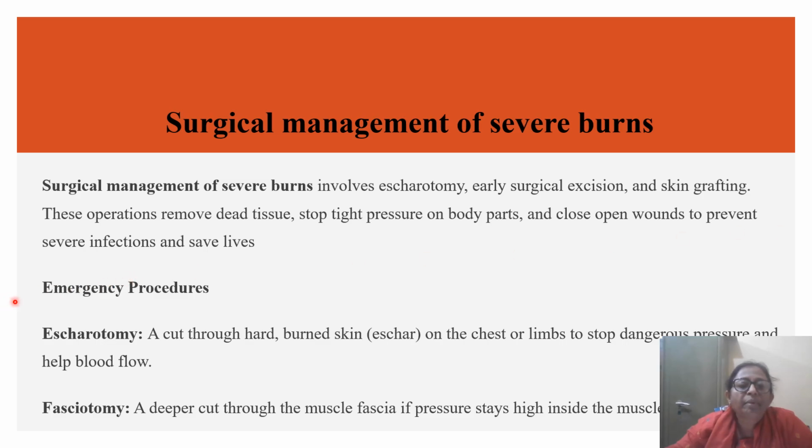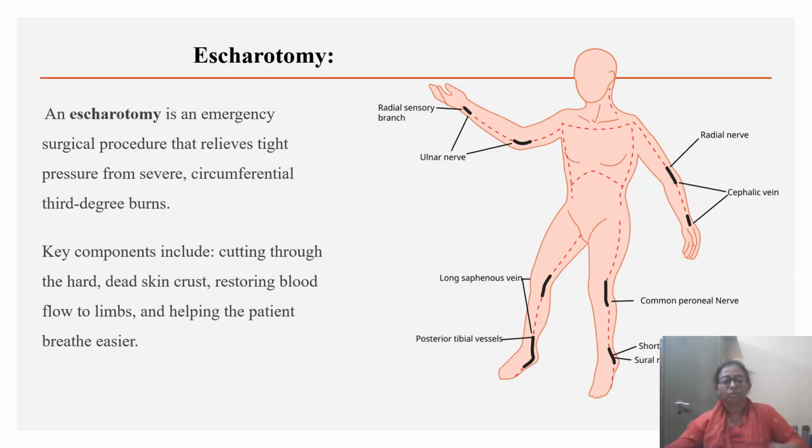Surgical management: emergency escharotomy, early surgical excision and skin grafting. Escharotomy is an incision through the hard burned skin or eschar on the chest or limbs to stop the dangerous pressure and to help blood flow. Fasciotomy, a deeper cut through the muscle fascia if pressure stays high inside the muscles. So here you can see the escharotomy.